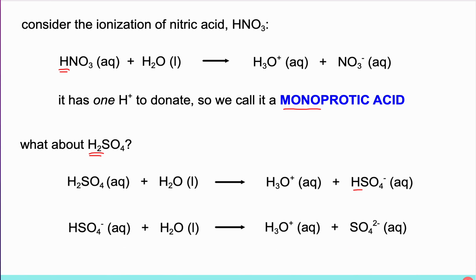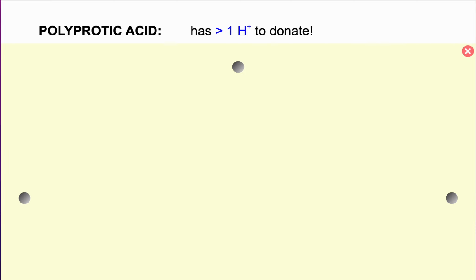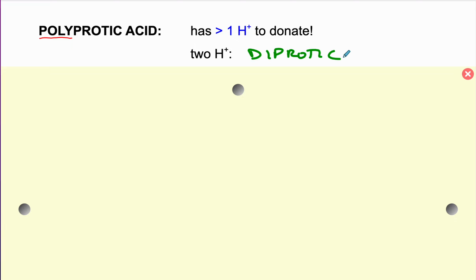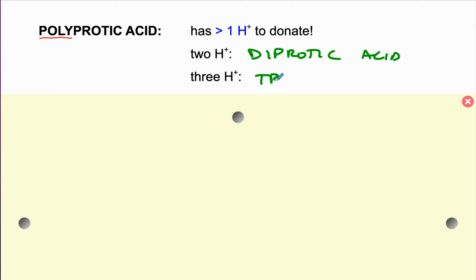Okay? Well, when an acid has more than one hydrogen ion to donate, we call it a polyprotic acid, because poly obviously means multiple or more than one. If it has two hydrogen ions to donate, like sulfuric acid does, we would specifically call it a diprotic acid. If it has three hydrogens, it would be called a triprotic acid. And yes, for the curious, there are such things as tetraprotic and pentaprotic acids, but they're not very common, and we're not really going to deal with them this year.